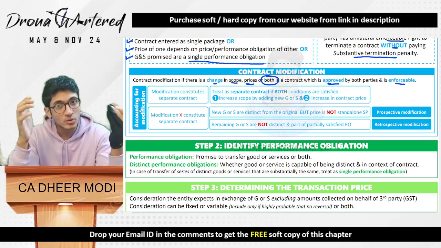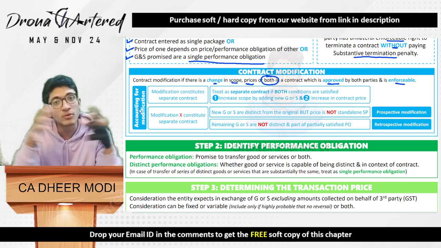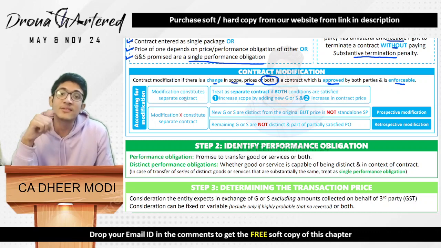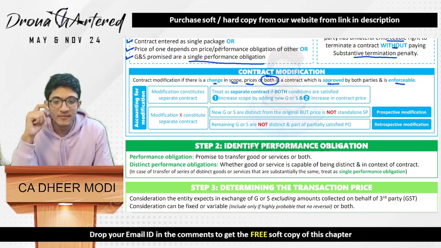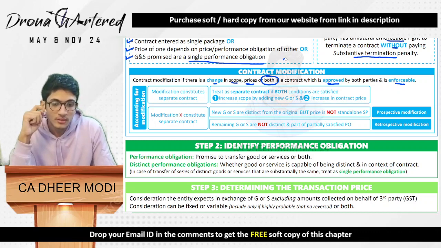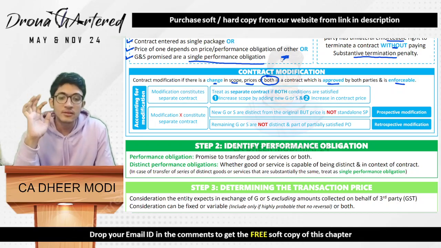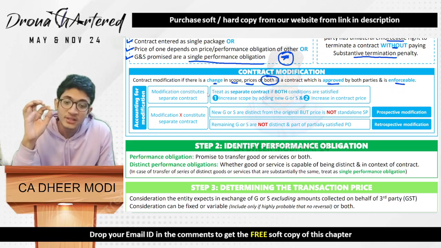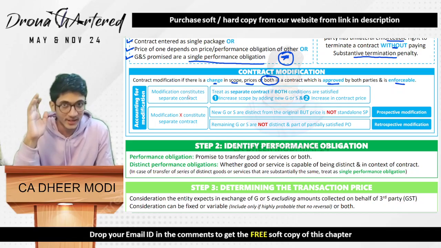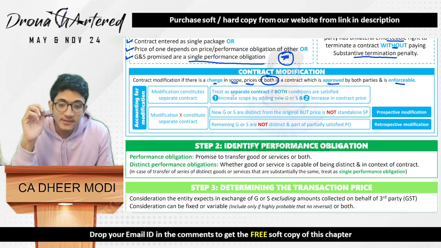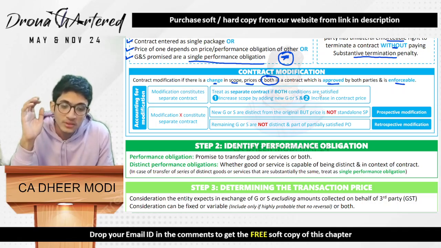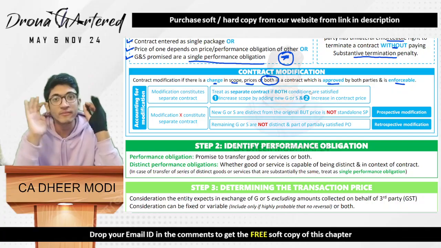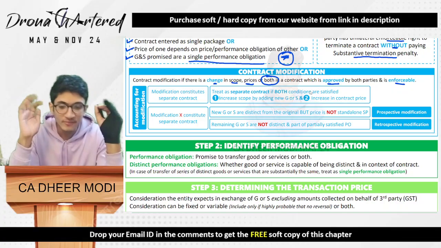Even if the price does not change, now you are paying the same price for a different scope. So you have to identify whether this modification constitutes a separate contract or not. We are able to determine in this part whether it is a separate contract or not. If both conditions are satisfied, you will be able to treat this as a separate contract. That means accounting will be done individually, separately for both of them.